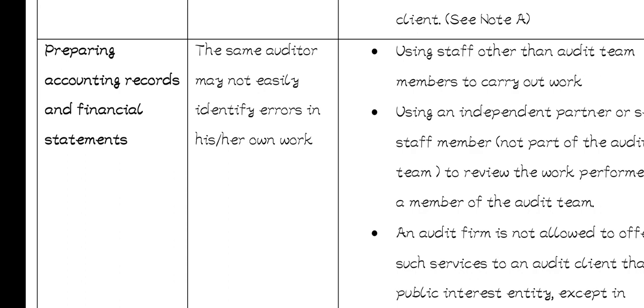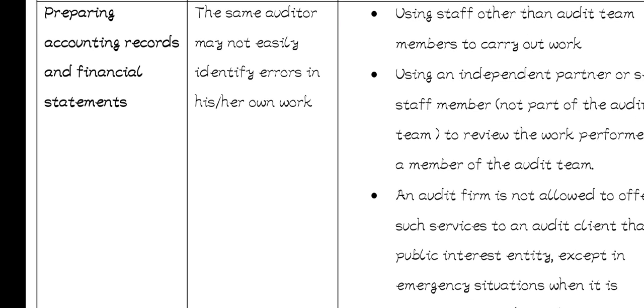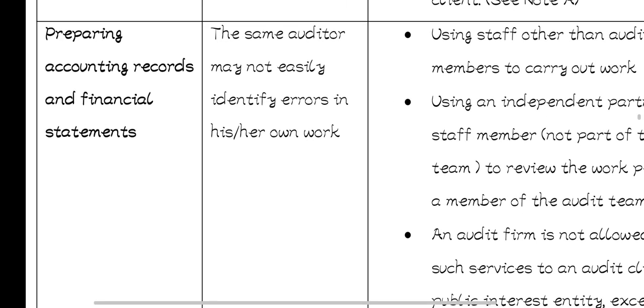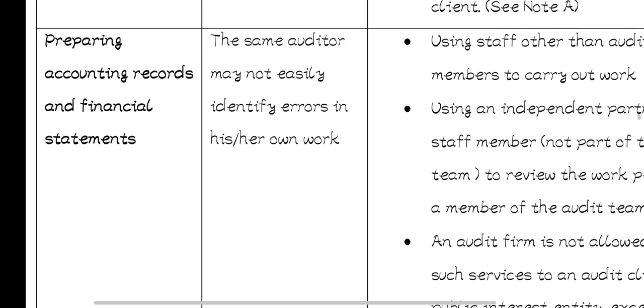So if there are people that prepare the financial statements and then you bring them to evaluate the financial statements, they will not be able to evaluate their own work. Even when they find an error, they will not be able to point it out because they did it themselves. So the effect is the same auditor may not easily identify errors in his or her own work. Yeah, they may not see it, or even when they see it, they may not point it out.